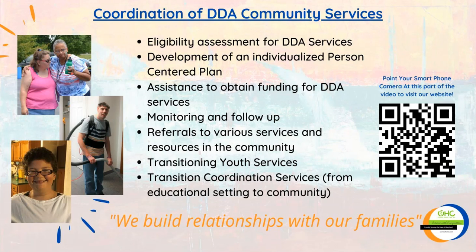DDA considers those aged 18 to 21 years old as transitioning youth. During this period, individuals are considered to be on a wait list. However, they will still be eligible to receive CCS services. During this time, CCSs play the important role of connecting transitioning youth to needed community resources and helping them prepare for receiving DDA services at 21 years old.